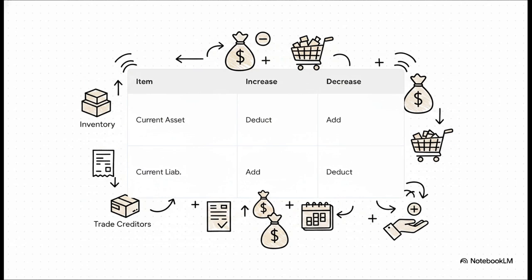On the flip side, if a current liability like trade creditors increased, it literally means you kept your cash in your pocket instead of paying your suppliers. So an increase in a liability gets added to your profit as an inflow. Once you master this logic, the indirect math is a total breeze.